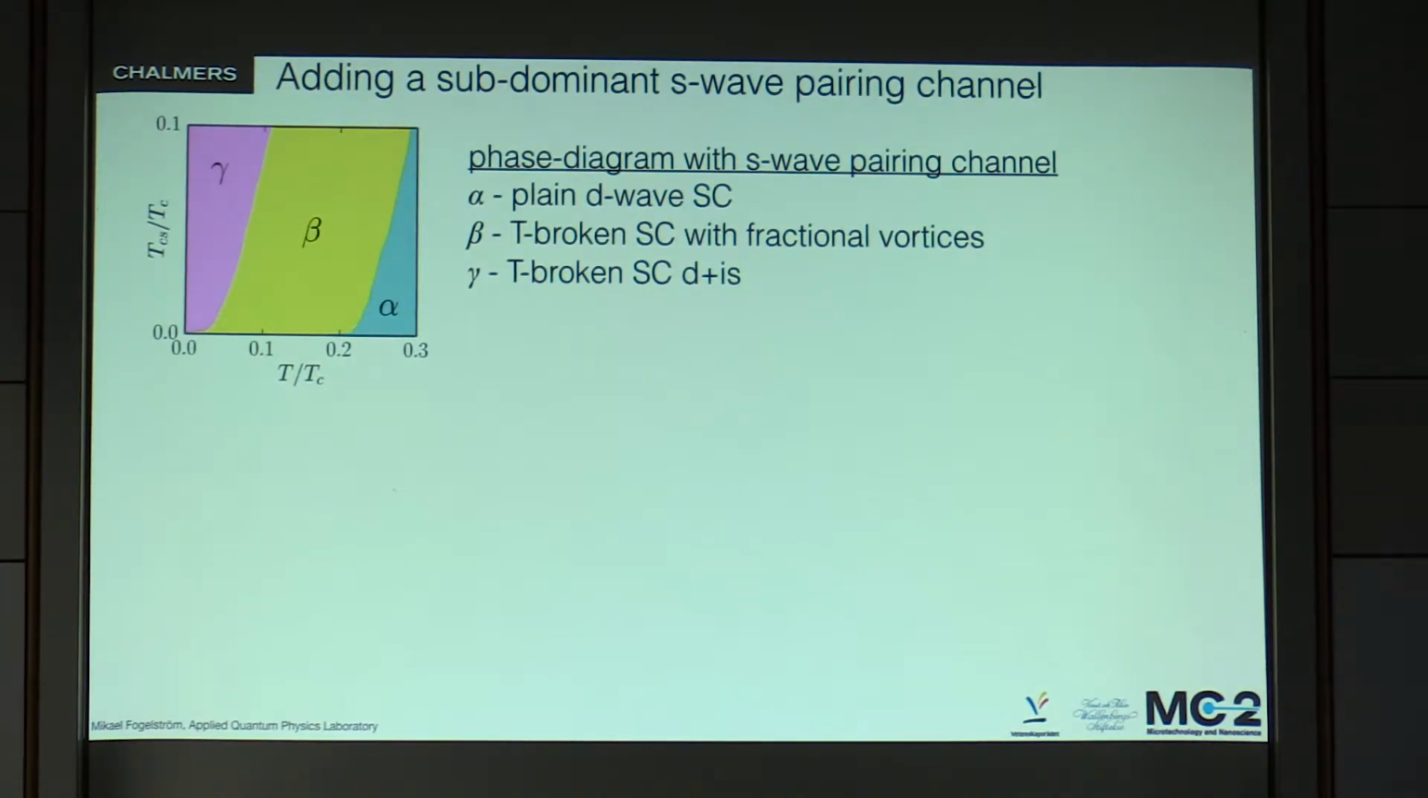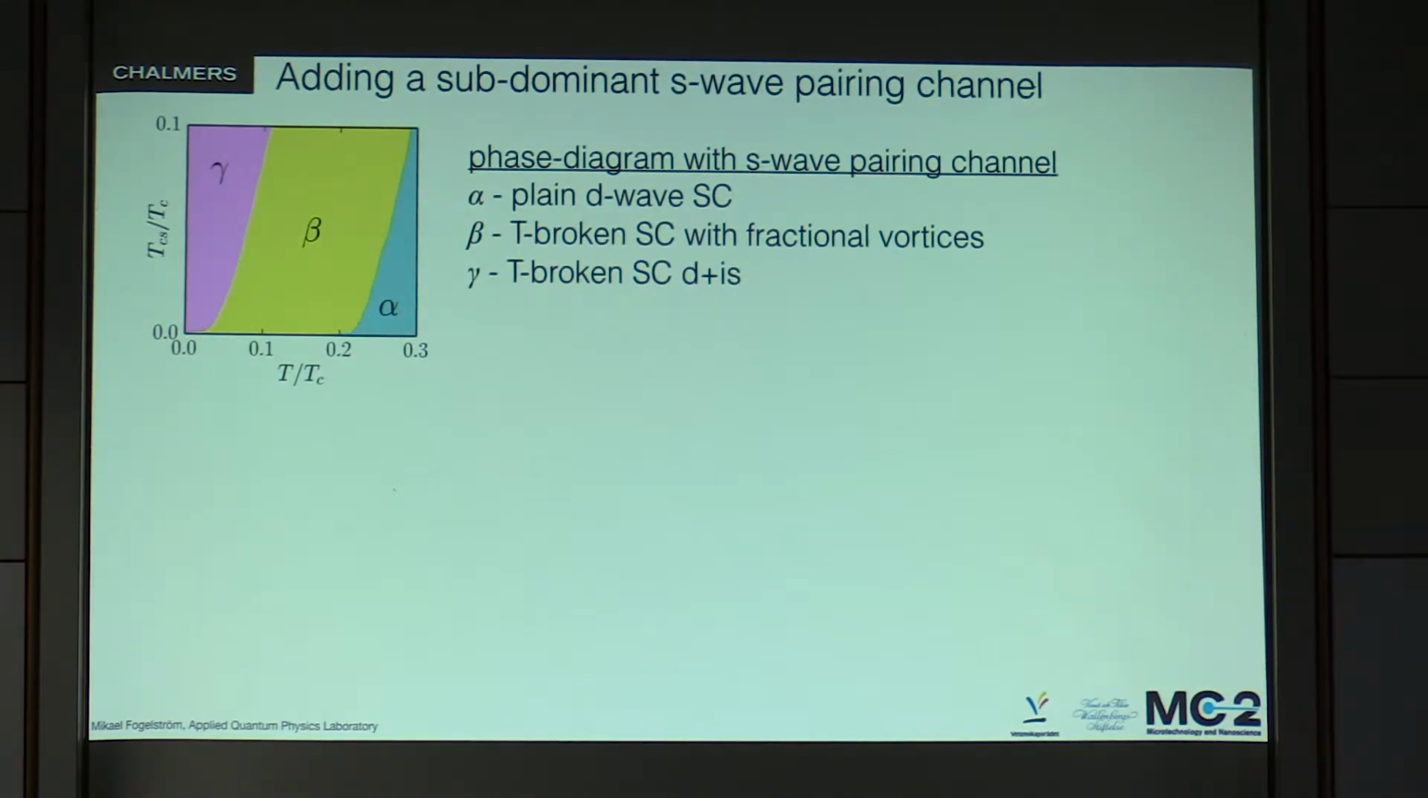Now, in the beginning, I was talking about the fact that you could add a subdominant S-wave pairing channel, and this one we usually parameterize so that we have the TC of the D wave, and then we say that if I didn't have the D wave, the strength of the S wave would give me this fractional TC. So that is a way, instead of talking of pairing strength, to relate it to some physical parameter.